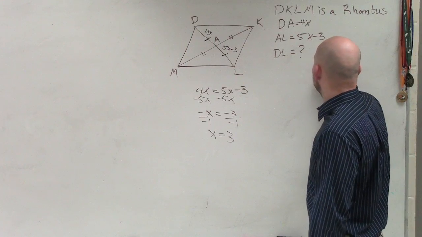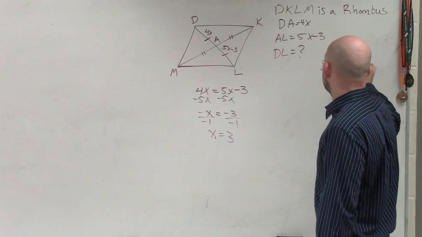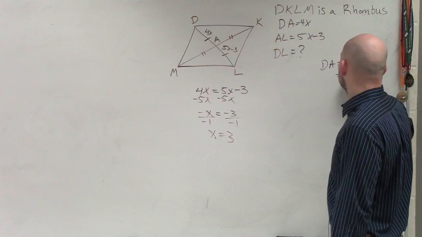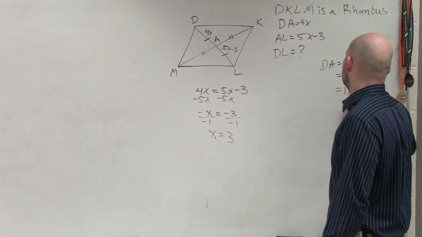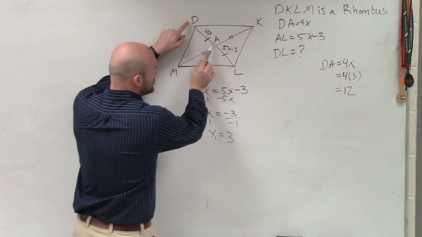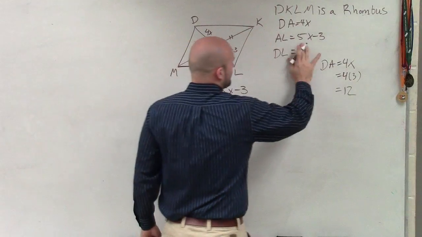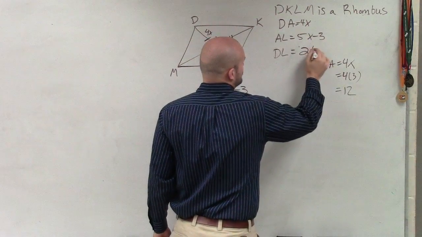So if I know DA equals 4x, and I know x is now 3, I know DA is 12. But remember, if that's 12, then that has to be 12. Therefore, DL is equal to 24.